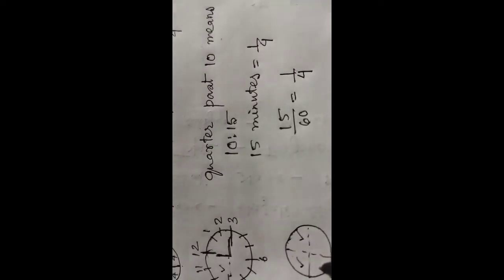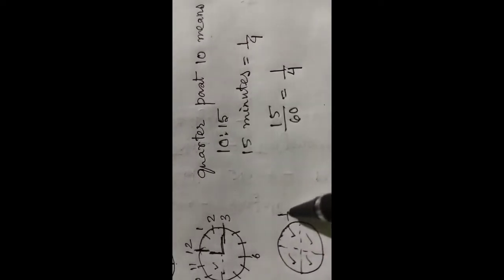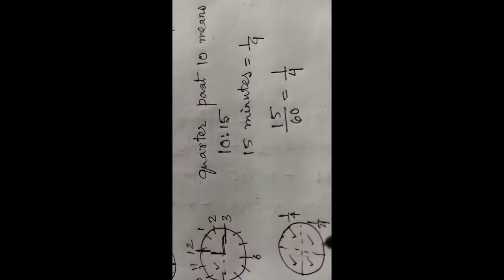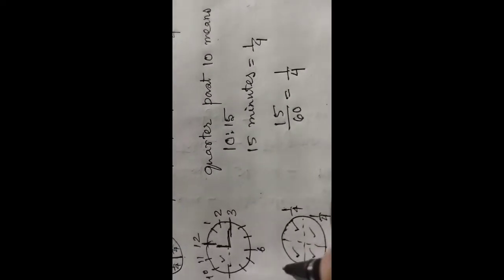So if we divide a watch into 4 parts, then each part is a 1 by 4 portion. That means every 15 minutes is 1 by 4.